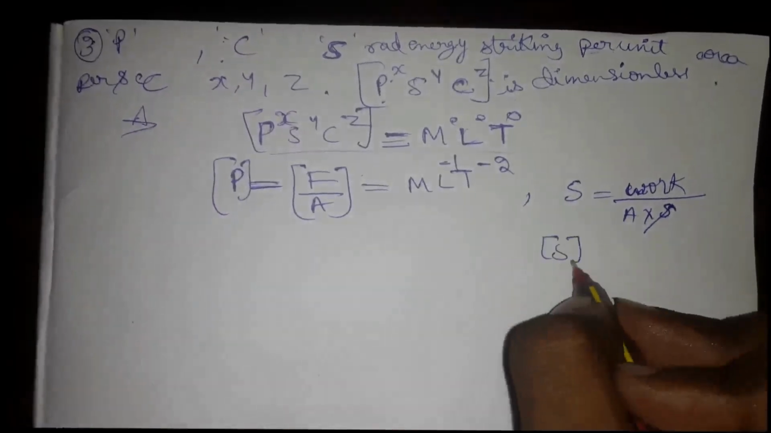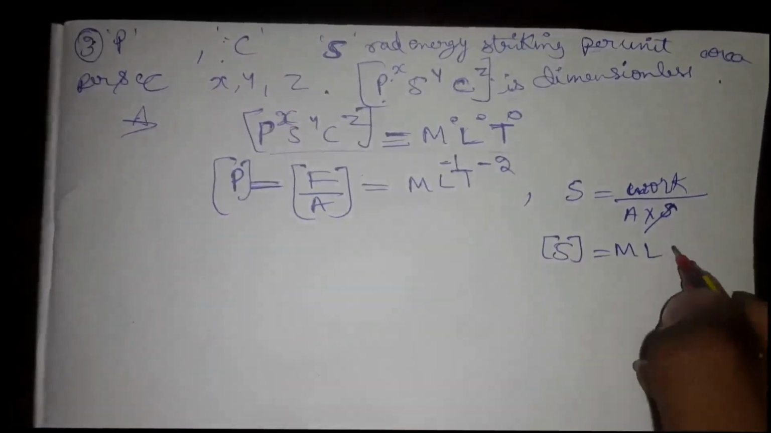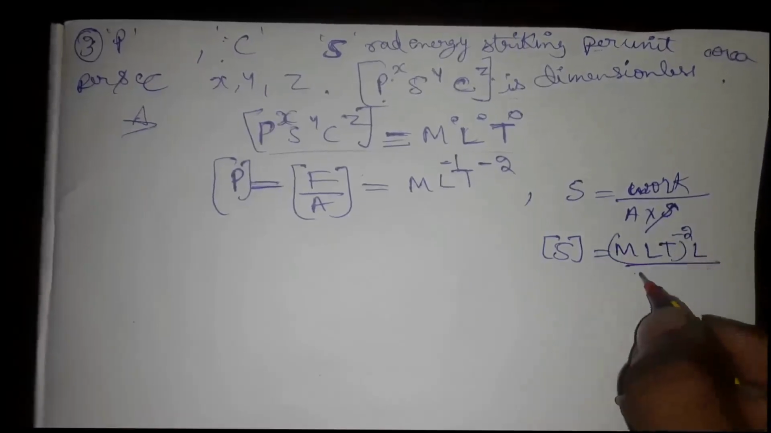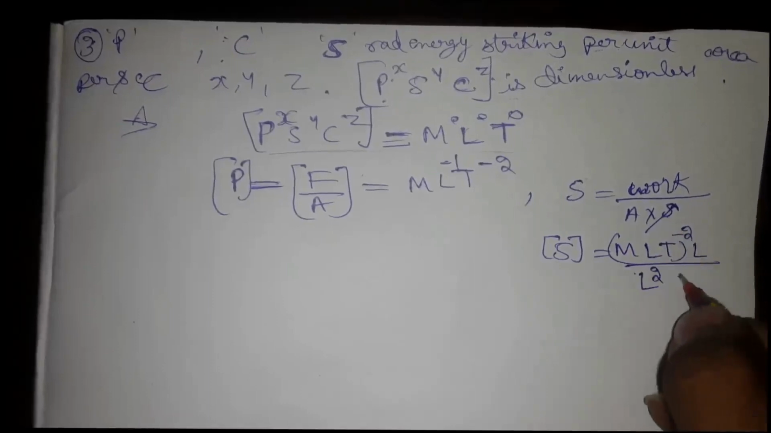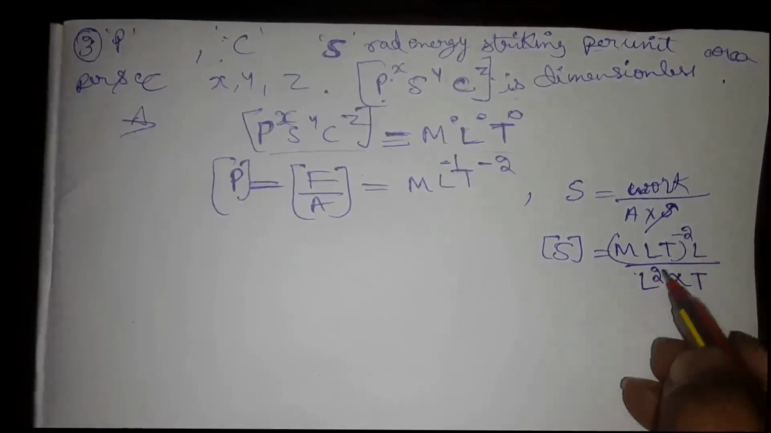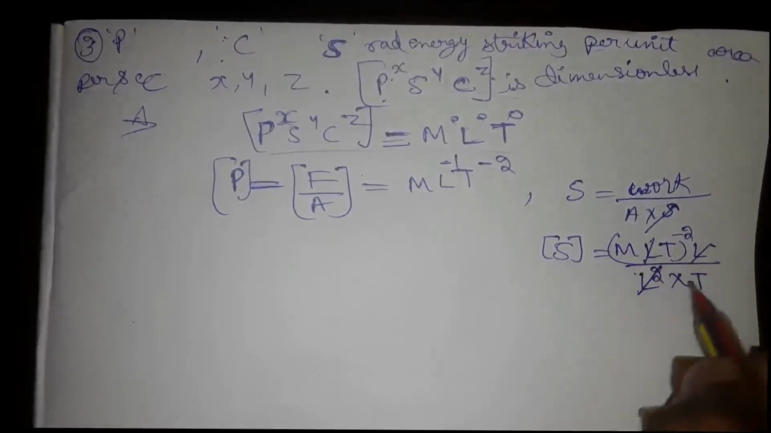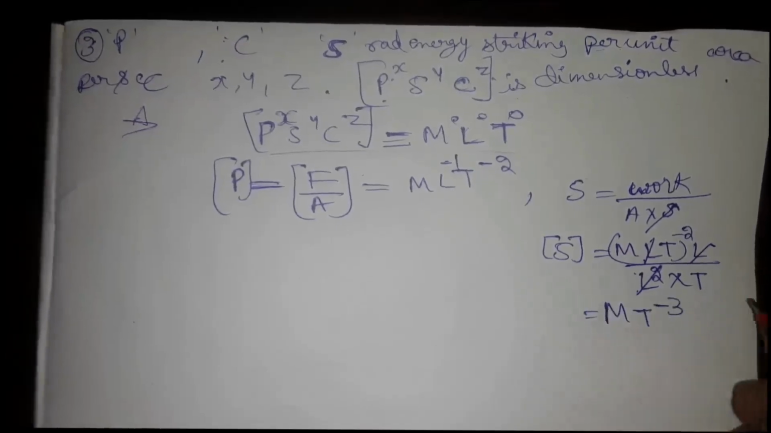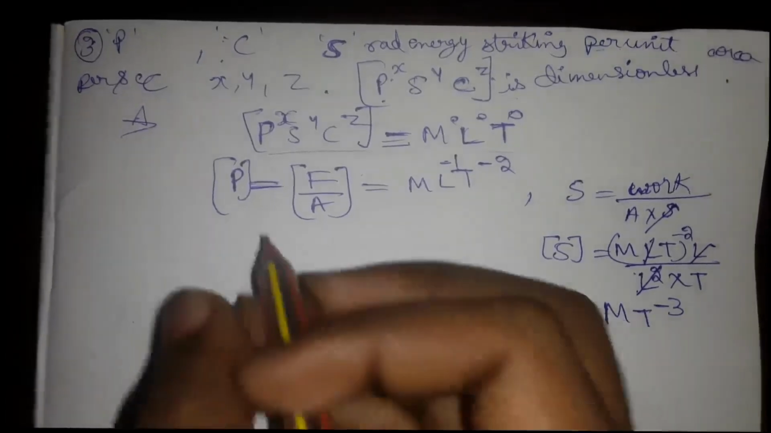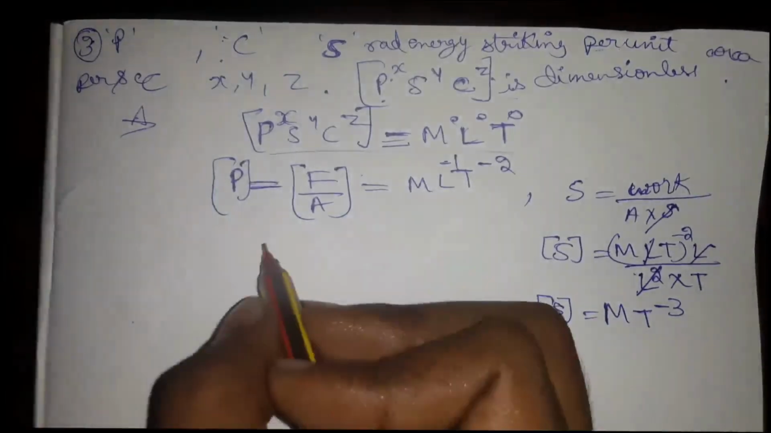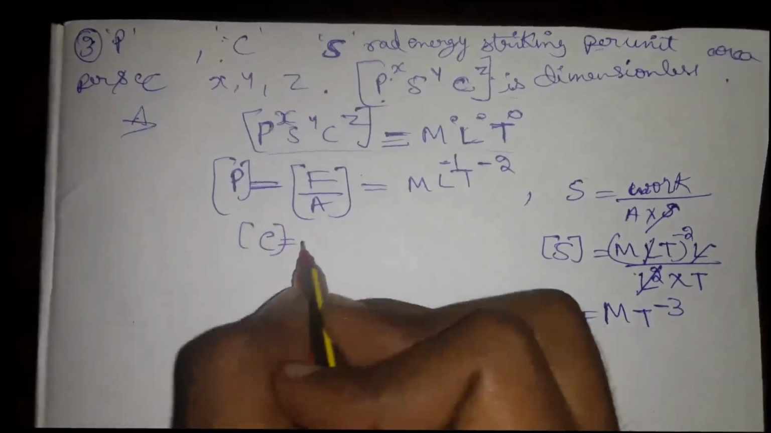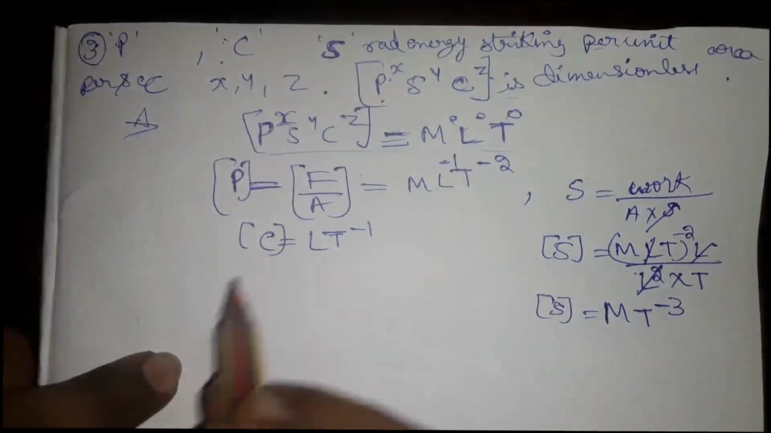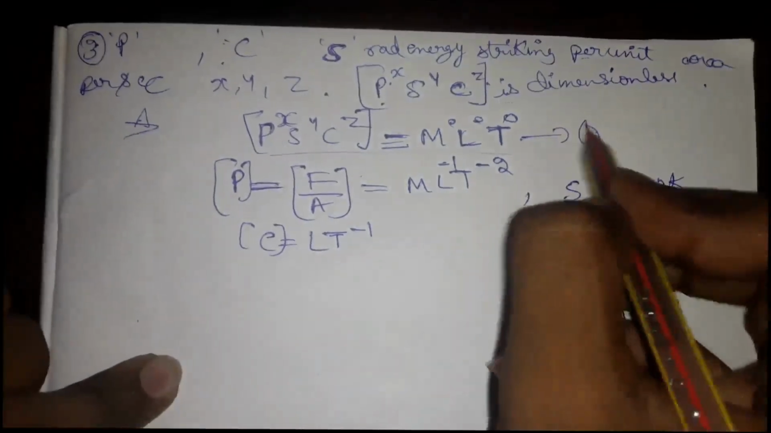So the dimension of S would be MLT^-2 into L, since force into displacement is work, and area is L^2, and second is time. So L squared cancels, and we get MT^-3. And c is the speed of light, so it has the dimension of speed. So we can substitute it in equation 1.